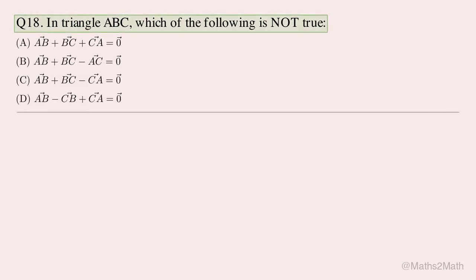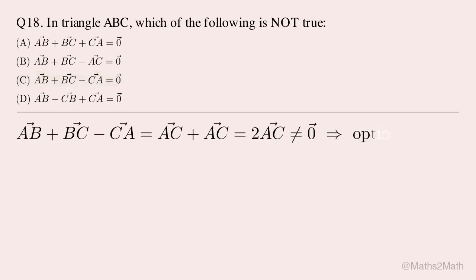Question 18, multiple choice. The triangle law in 4 costumes. AB plus BC is AC, and CA is its negative. AB plus BC equals AC, so subtracting CA actually adds AC. Option C claims 2AC is 0, which is false. Option C.